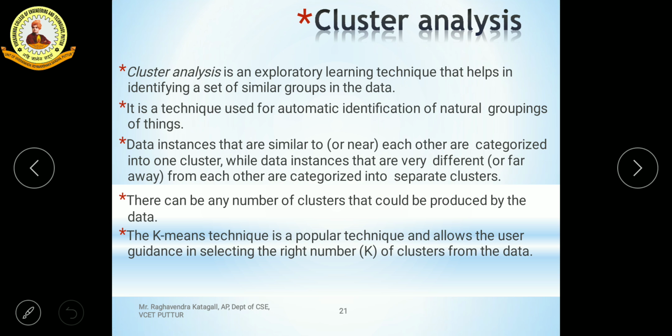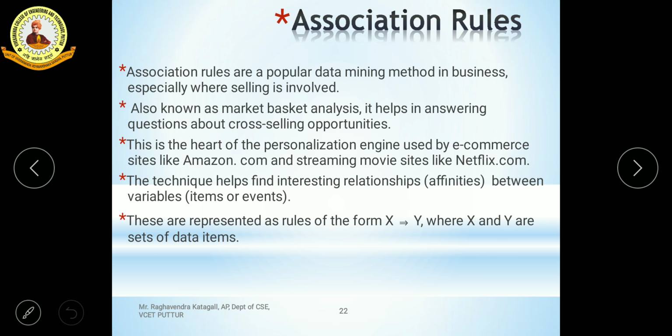Here it is an exploratory learning technique. The first one was classification. Here it is an exploratory learning technique, which helps in identifying a set of similar groups in the data, right? You have learned the k-means technique, right? What is the k-means technique? The k-means technique is a popular technique, and it allows user guidance in selecting the right number of clusters from the data. That number of clusters is given by the value k. Okay, this is all about cluster analysis.